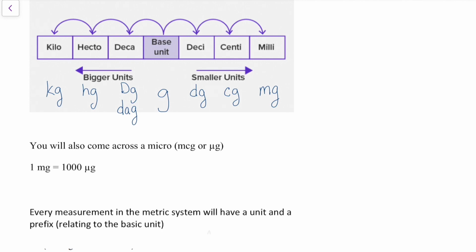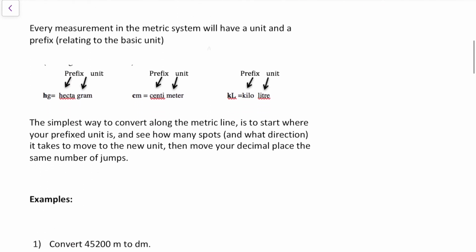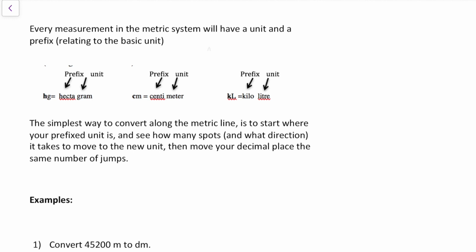Now this keeps going, it doesn't stop at milli and kilo. In the medical field or other fields, we may use something called a micro, which is actually a few more down from the milligram, and we can use MCG, or this kind of funky UG, to represent micro. So every measurement in the metric system will have a base unit and then a prefix which tells you where it is on that scale.